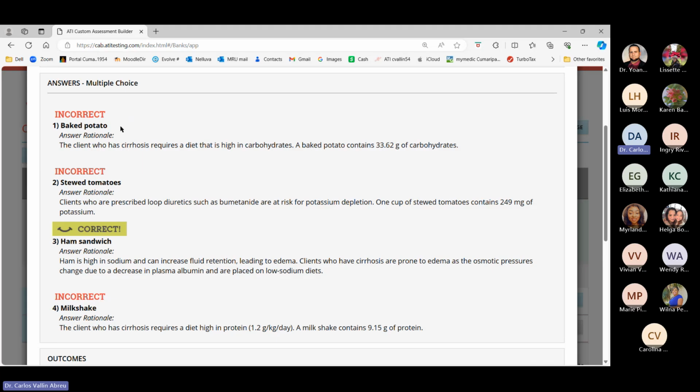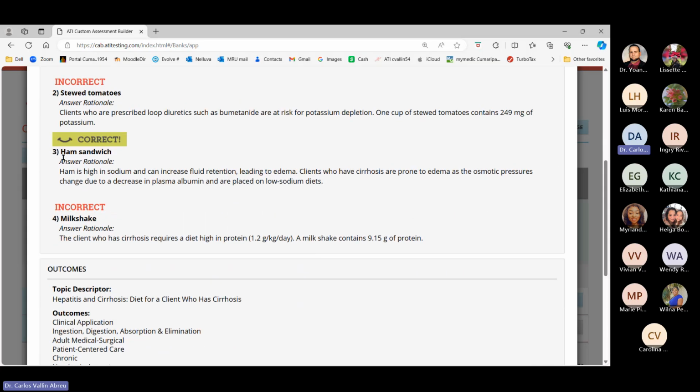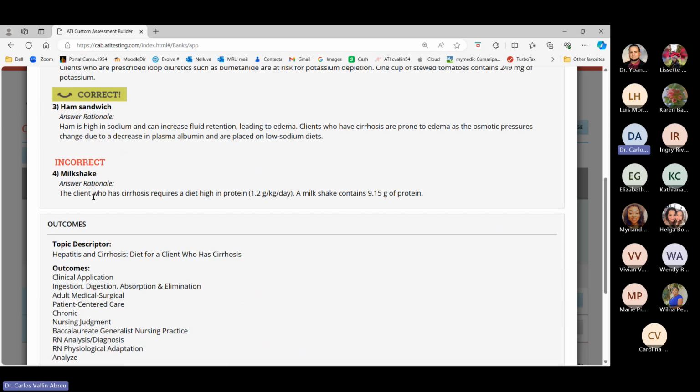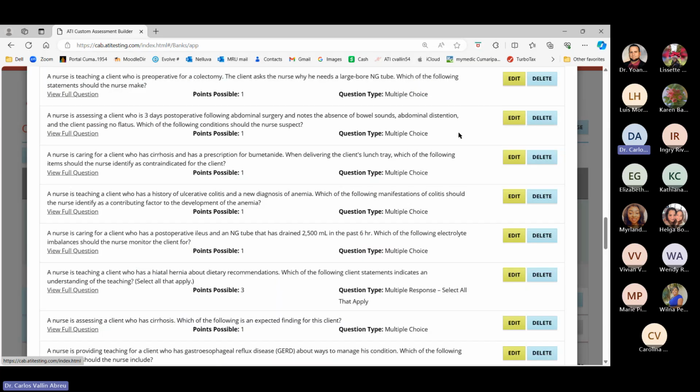We have baked potato, which is carbohydrate. Stewed tomatoes, which is mainly carbohydrate, have potassium. Ham sandwich, ham has a lot of salt, and this client should have a low salt diet. So I agree with the question. Milkshake, okay, there is no contraindication to milkshake. Because the most important thing to restrict in cirrhosis is the salt.